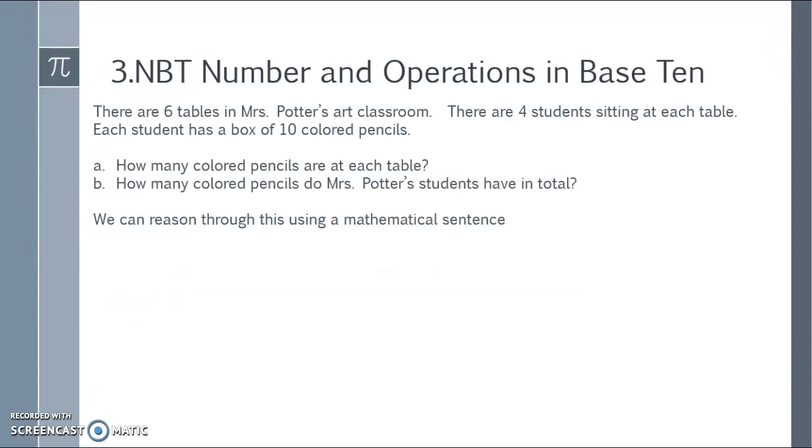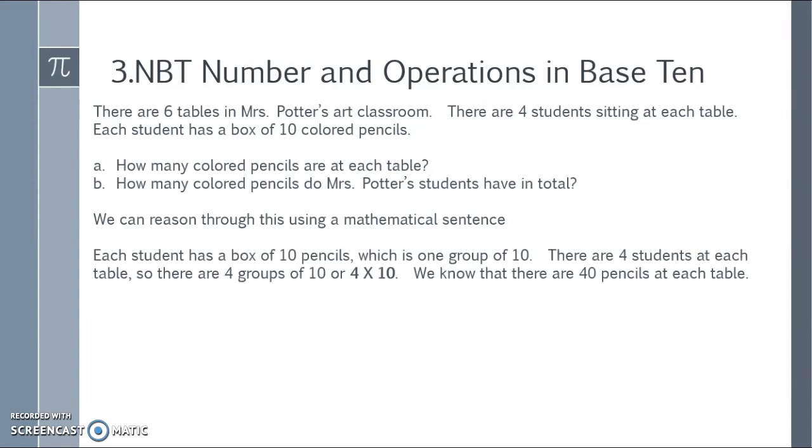We can also reason through this using a mathematical sentence. Each student has a box of 10 pencils, which is 1 group of 10. There are 4 students at each table, so there are 4 groups of 10. And that would be 4 times 10, which we know is 40.